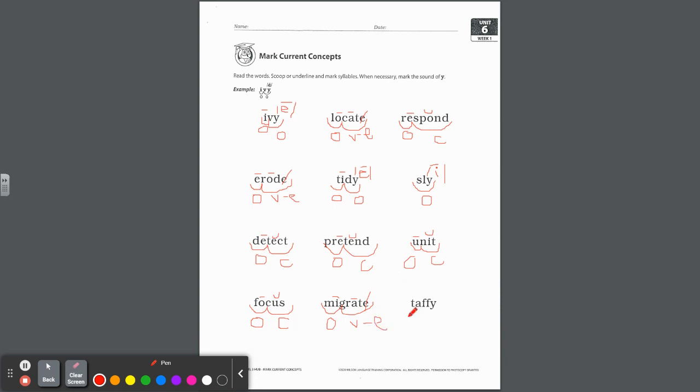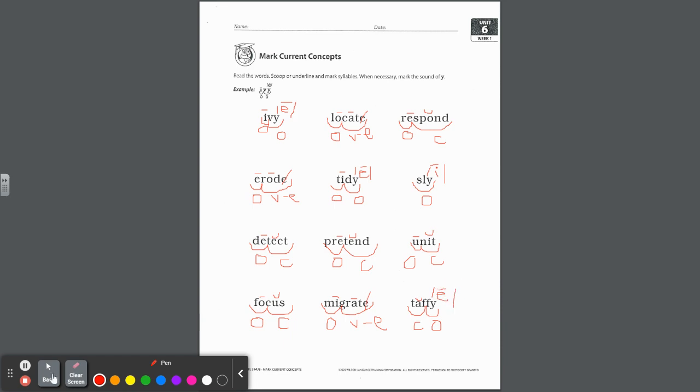Okay. Last one. Taffy. I'm going to split those F's. Taffy. Taf is short and closed, but fy is long. But that Y, we're not putting a macron. We're going to say it's a multisyllabic word, so that Y sounds like a long E.